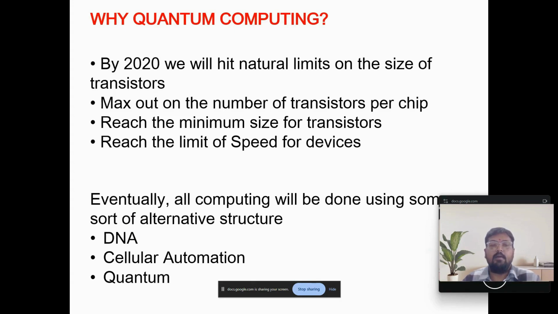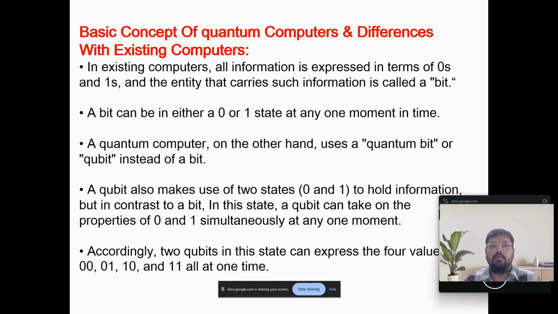We find that some alternative solutions are DNA, cellular automata, and quantum techniques. DNA is a biological method where you use biological molecules to store the data, and cellular automata use automation to do the operations on data. Again, quantum computing uses quantum physics to store, analyze, and perform operations on the data.